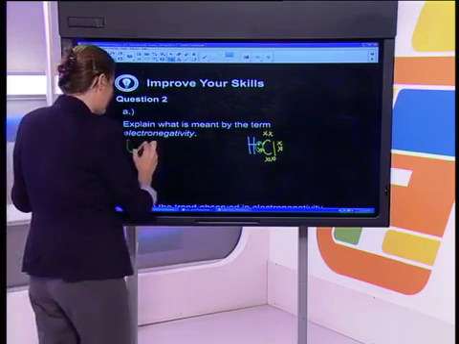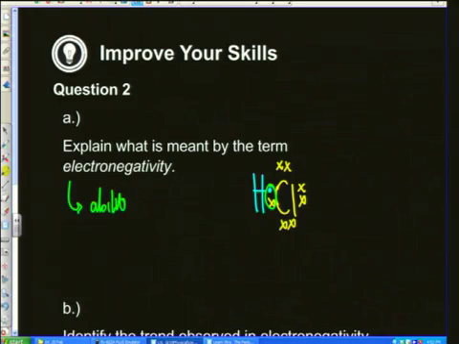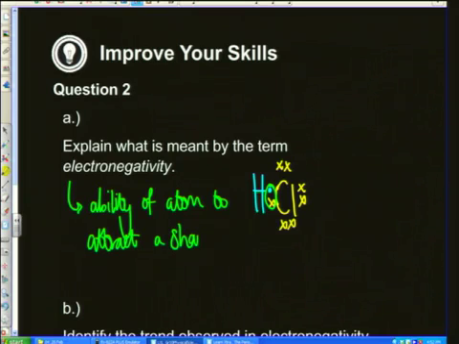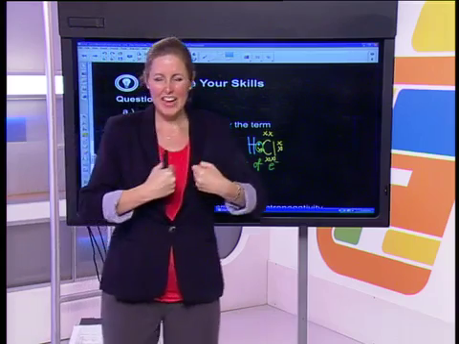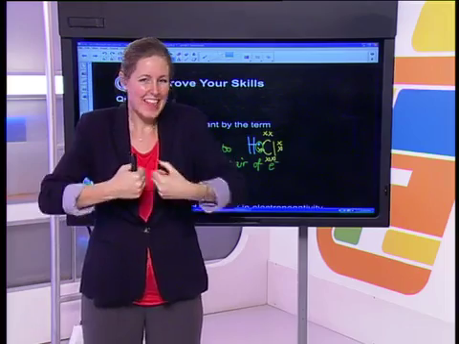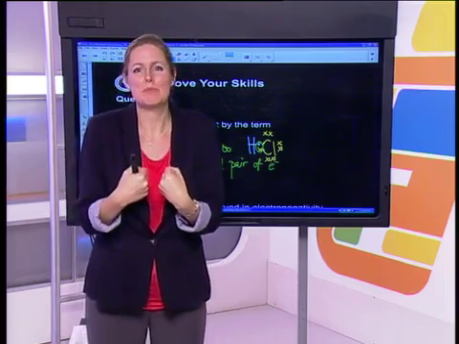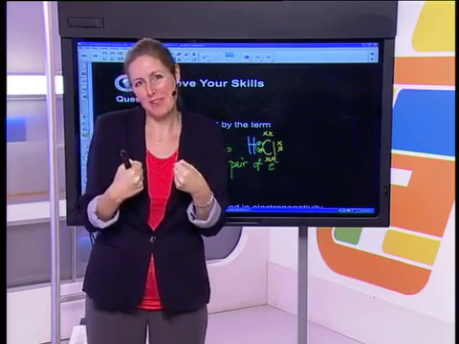Electronegativity is the ability of an atom to attract a shared pair of electrons. So notice I've given you an example there, and it's kind of like a bit of a tug of war. They're fighting over who gets a bigger share of this pair of electrons.